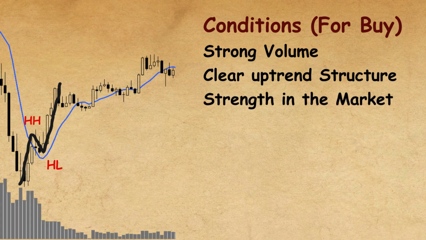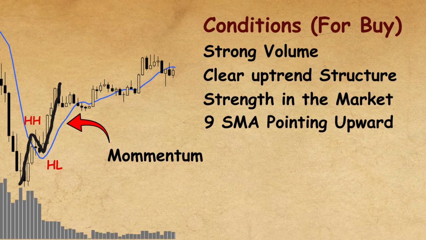We don't want a slow or weak market. We want to see momentum and a strong bullish move. And finally, the 9-period moving average should be pointing upward with a strong angle. Ideally, it should be clearly sloping higher, showing that the market is moving with strength. When all of these conditions come together, strong volume, a clear uptrend, strong momentum, and an upward moving average, we can then start looking for our buy entry opportunities. So, when do we actually take the buy trade?